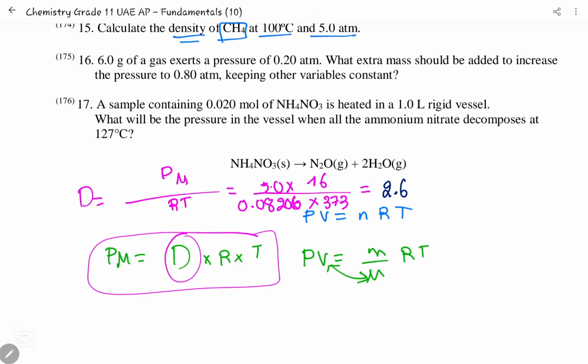Now, pay attention. In chemistry, we have to use the appropriate units. In chemistry, for mass, it's always in grams, and the volume is usually in liters or decimeter cube. But I always prefer that we stick with liters, so it's going to be gram per liter, okay? That's it for question 15.